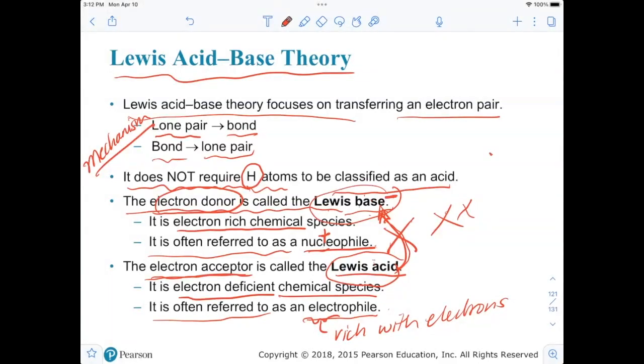So apparently the base is the aggressor. And it's important for you to state that. Okay? The one that has the electrons approaches the one that doesn't have electrons.